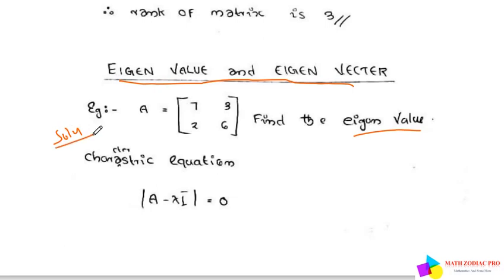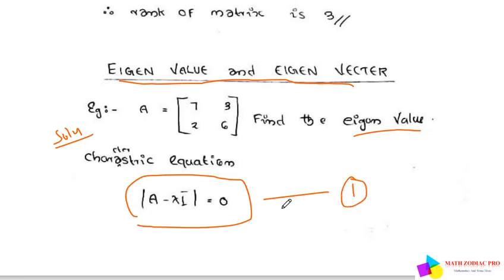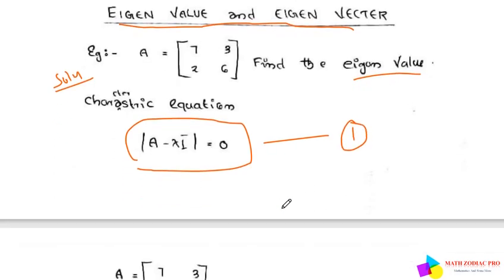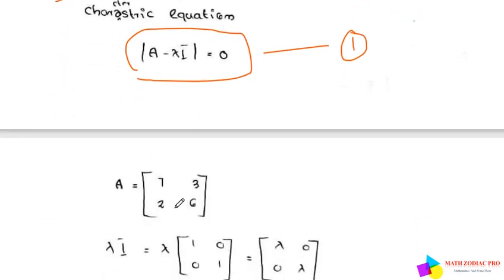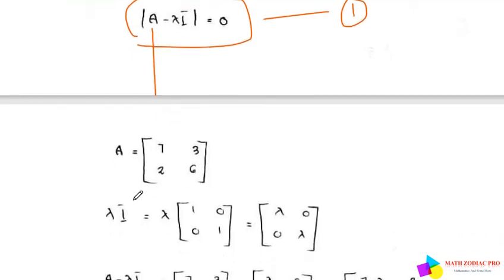so first we want to know the characteristic equation, A minus lambda I. This is important. Put this as equation number 1. Given A equal to the matrix 7 3 2 6, so first we have to find lambda I.